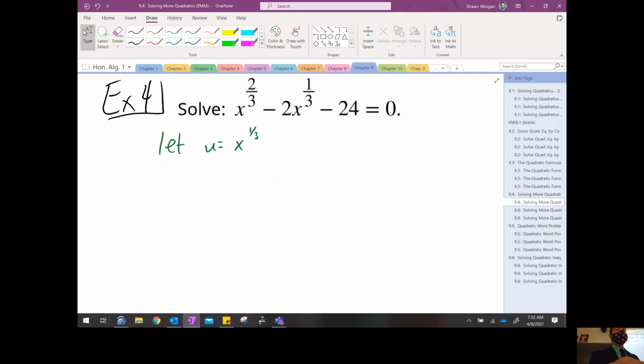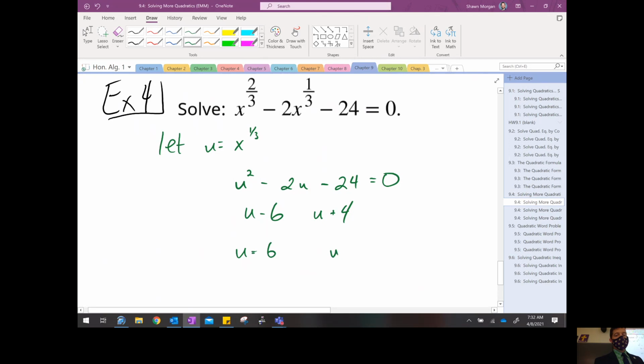But the idea here is that instead of writing this in terms of x, I want to write it up in terms of u. So this first term is u squared, second term is 2u, third term is 24. Does that factor? What are your two factors? So that means u equals 6 or u equals -4.